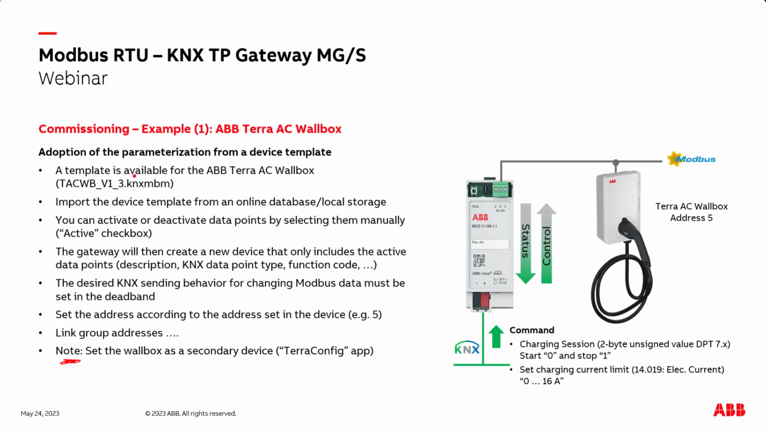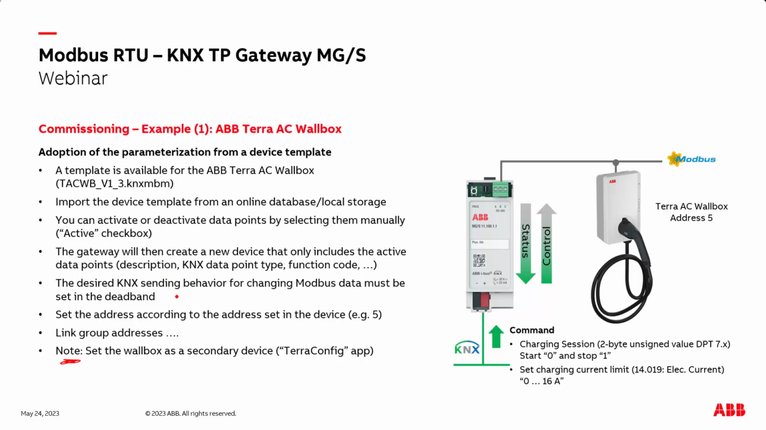We add here the template. You see the template is available online or on our database. Then we import the template in the ETS. Then we can activate or deactivate some of these data points. Yeah, and then the gateway, we create a new device, including the activated data points, including the function codes, the register addresses, and so on.